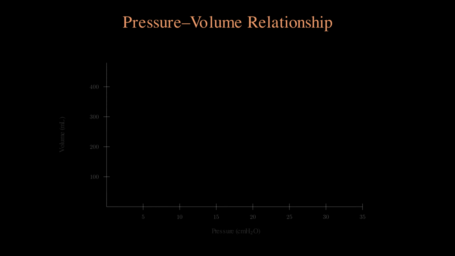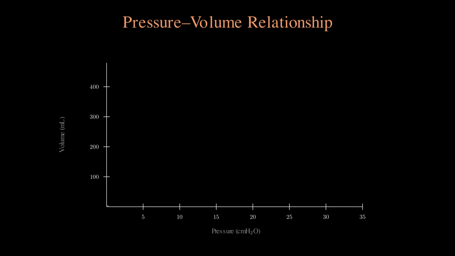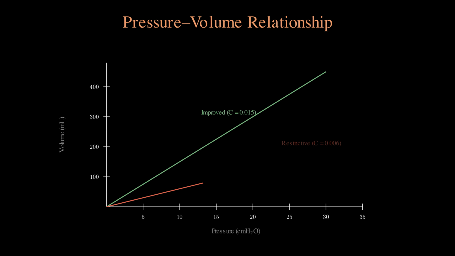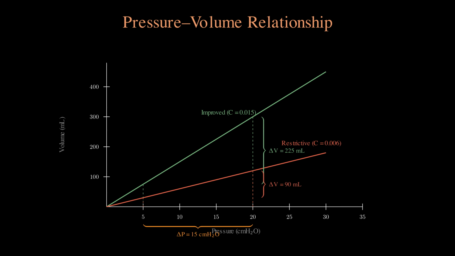Let's compare the pressure-volume relationship. In a normal lung, a small increase in pressure produces a large increase in volume. The curve is steep. In a restrictive lung, the curve is flat. The same pressure produces far less volume. This is the hallmark of low compliance. Notice that to reach the same tidal volume, the restrictive lung requires much higher driving pressure, and that means a higher risk of ventilator-induced lung injury.